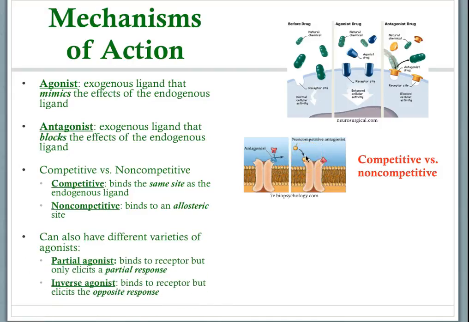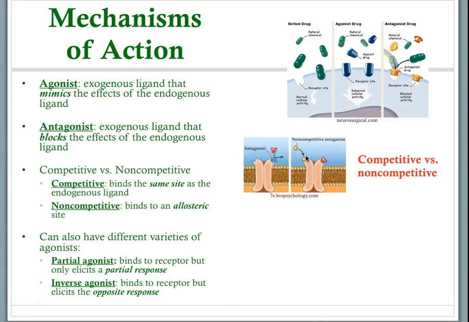Now, we can have different types of agonists, so the situation actually gets a little bit more complex. We can have something called a partial agonist. What this means is that it's going to bind to the receptor and produce an effect, but that effect is not going to be as robust as the endogenous ligand's effect would normally be. So let's say that the endogenous ligand would cause the cell to fire several times. Maybe the partial agonist binds and only causes the cell to fire one time.